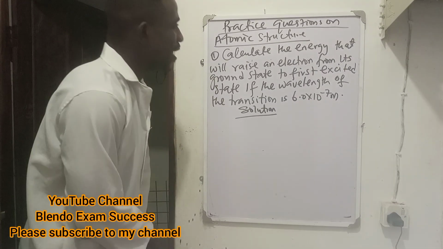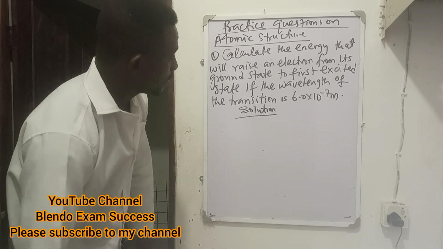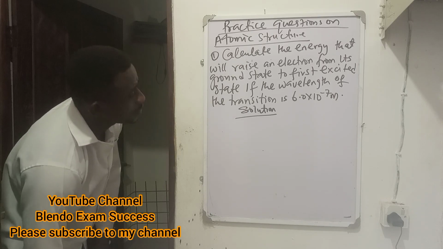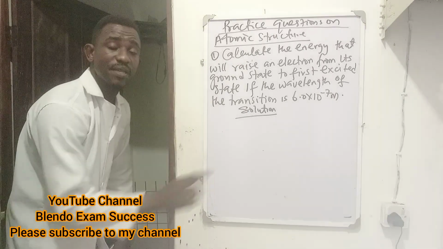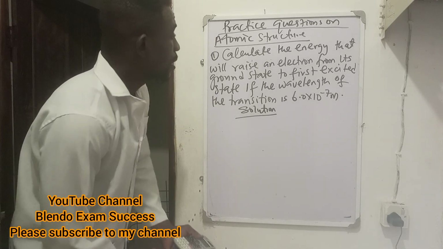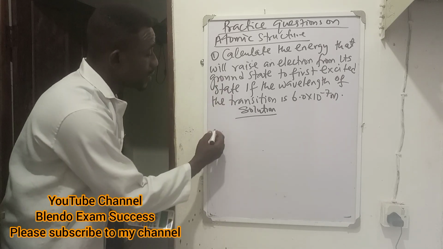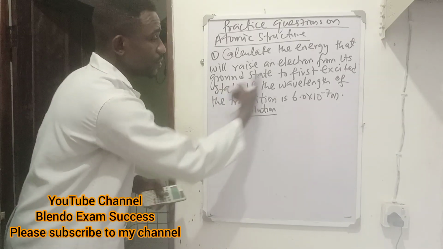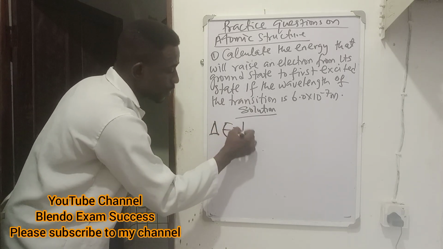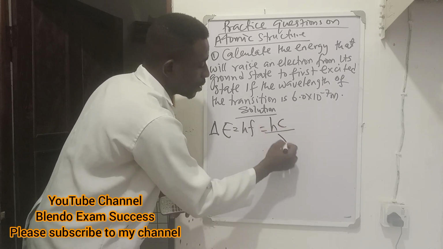Alright, calculate the energy that will raise an electron from its ground state to first excited state if the wavelength of the transition is 6.0 times 10 raised to the power minus 7 meters. This question is the number one question under atomic structure. So how do we go about that? Calculate the energy to raise, that means energy change from ground state to first excited state. So the formula is energy change is equal to hf, where h is Planck's constant, f is c over wavelength.